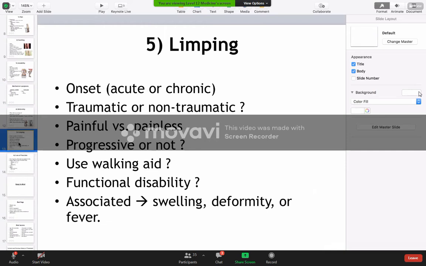Limping also is very common, so you should know whether this is something acute or chronic, any associated trauma, whether the patient is limping because of pain or other causes. Also, progression of the limping is very important, whether the patient is using walking aids and whether this is affecting the function or not. So associated symptoms always should be asked, like swelling, deformity, pain, fever, etc.